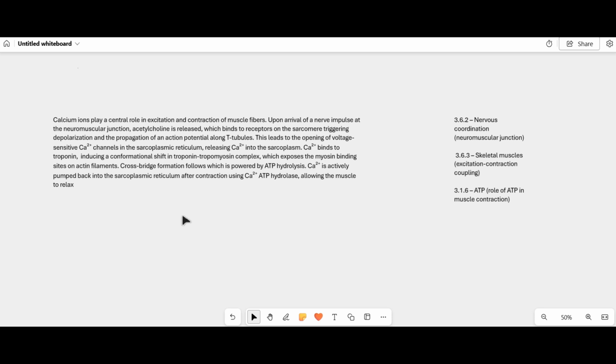Then the cross bridge is going to form, which is powered by ATP hydrolysis, and then calcium is actively pumped back into the sarcoplasmic reticulum after contraction using calcium ATPase, allowing the muscle to relax. Alright, cool. So that's mainly using topic 6 and topic 1. So talking about skeletal muscles, talking about nervous coordination, that kind of thing, and ATP.